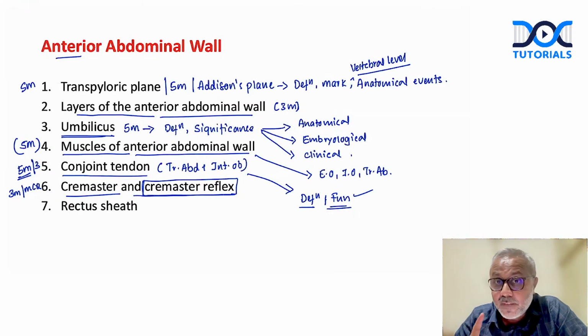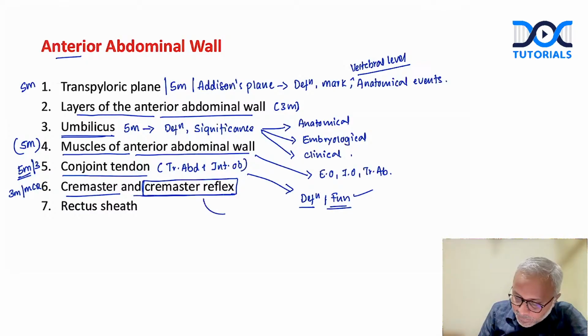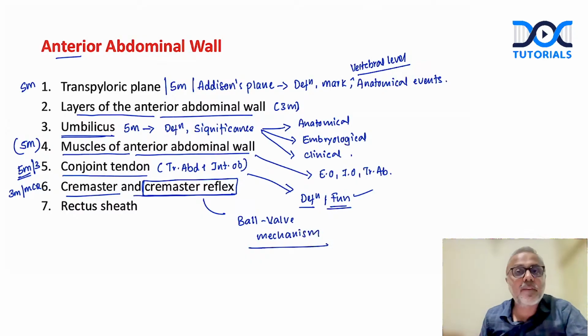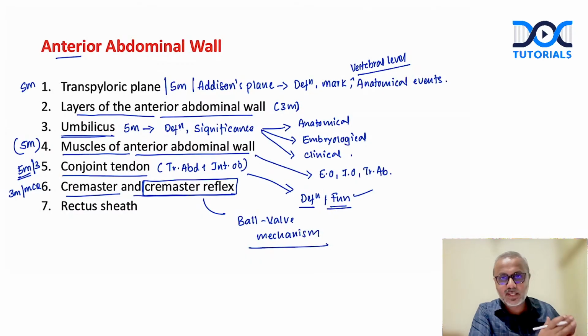Cremasteric reflex will again come in handy when we learn about the anatomy of the inguinal canal. We have something called the ball valve mechanism, right? So what is ball valve mechanism? How do we explain the occurrence of ball valve mechanism? It is nothing but the cremasteric reflex, right? So this could be a very important 3 marker question, or in MCQ, right?